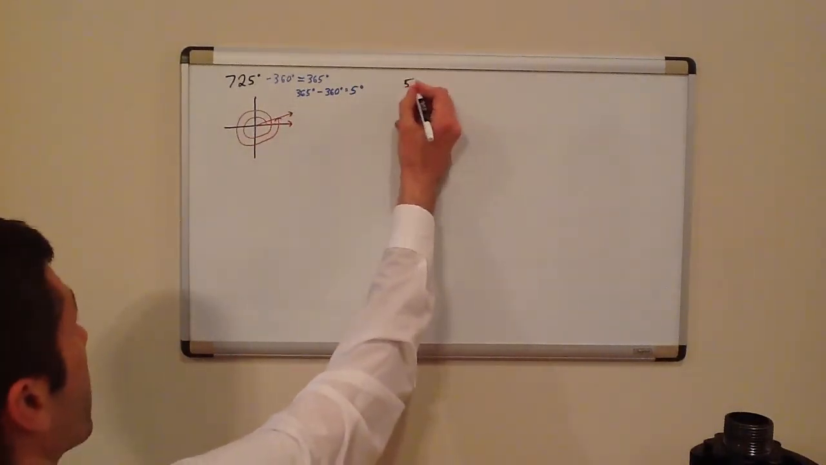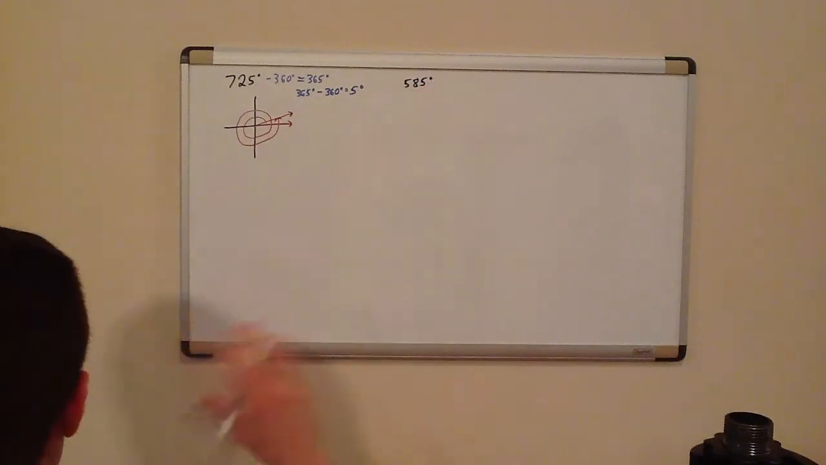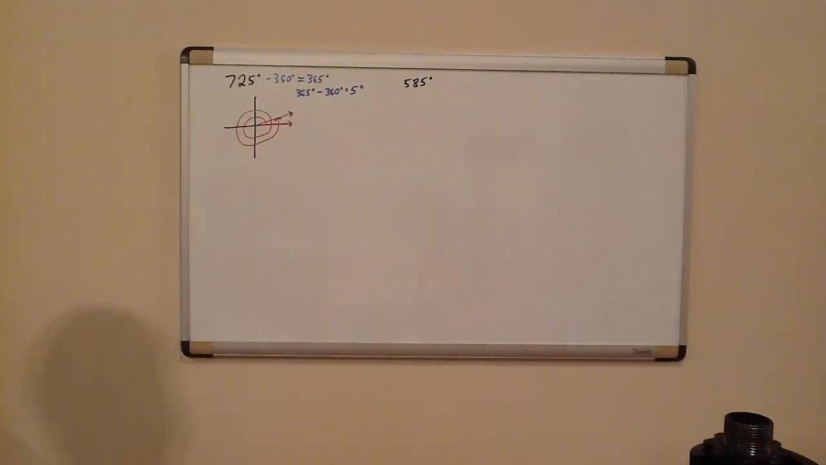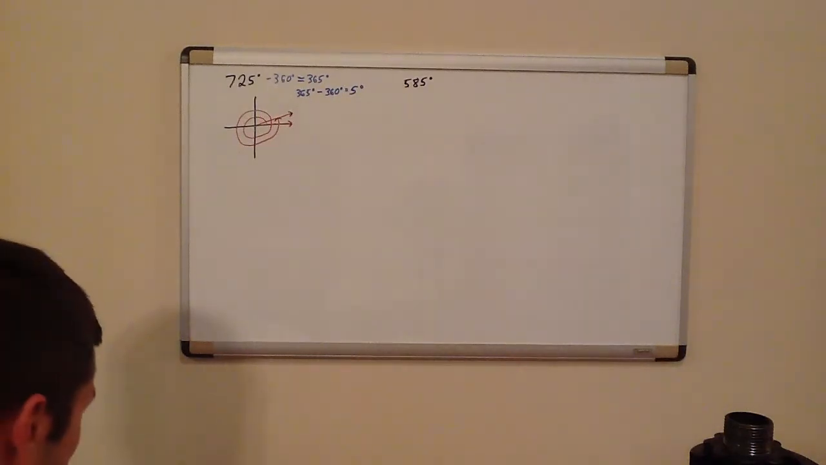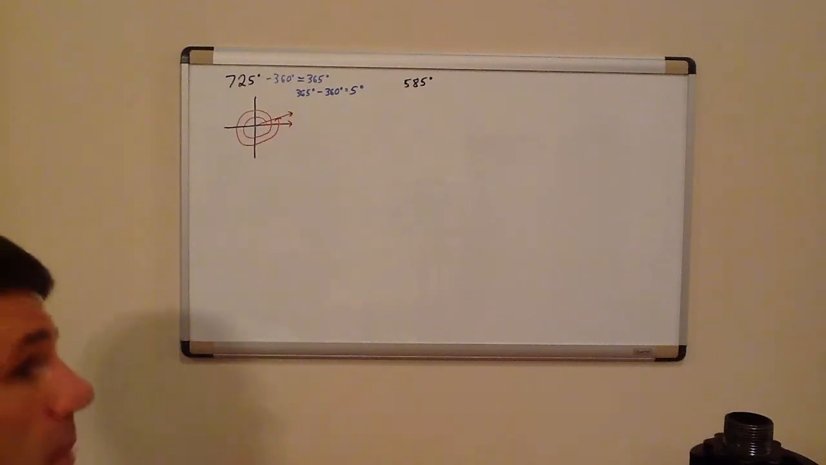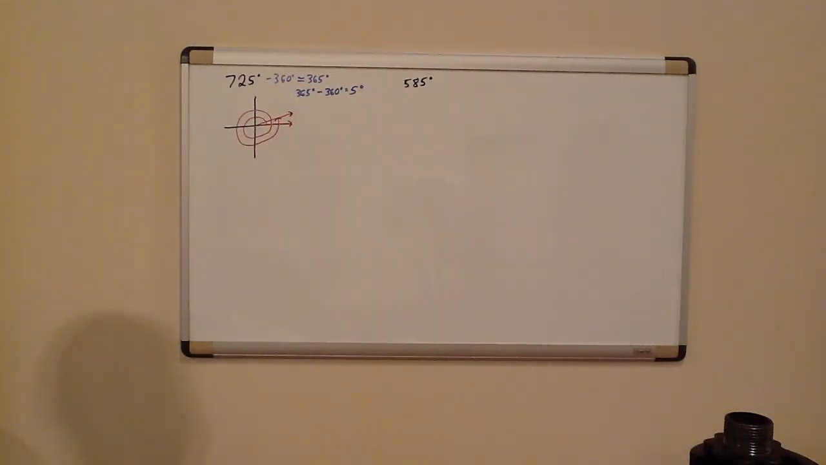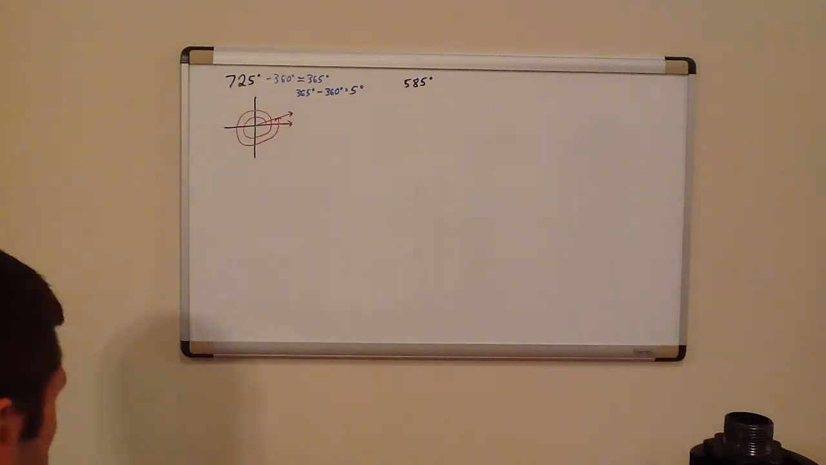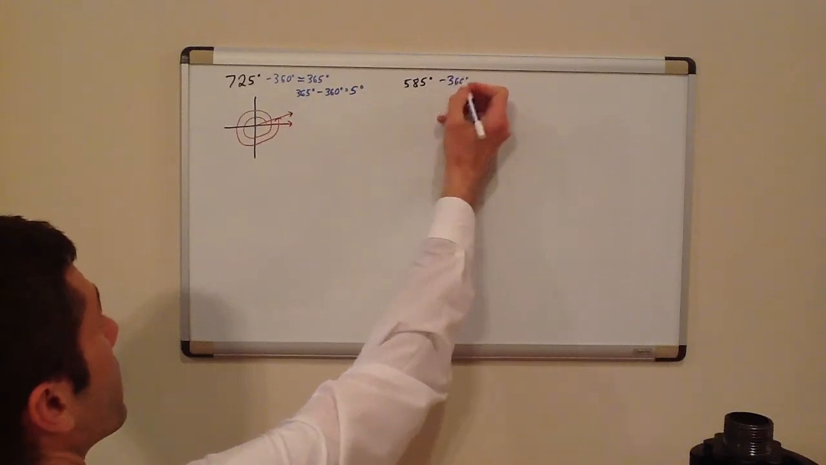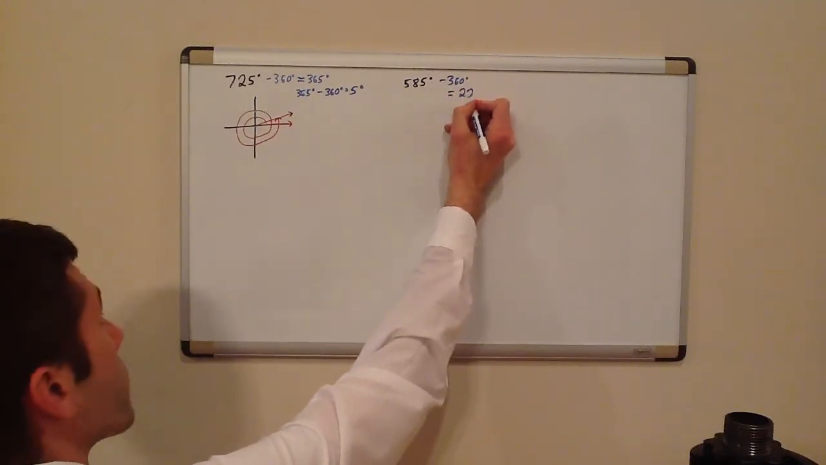A 585-degree angle. Okay, let's just stop before we even draw the coordinate plane. You already have yours on your paper, but a 585-degree angle obviously is bigger than 360 degrees. Knowing that it's larger than 360 degrees, we need to figure out what it really corresponds to. Since it's too big, let's subtract. So let's subtract 360 from 585, and of course we get 225. So we're going to subtract 360, and we get 225 degrees.